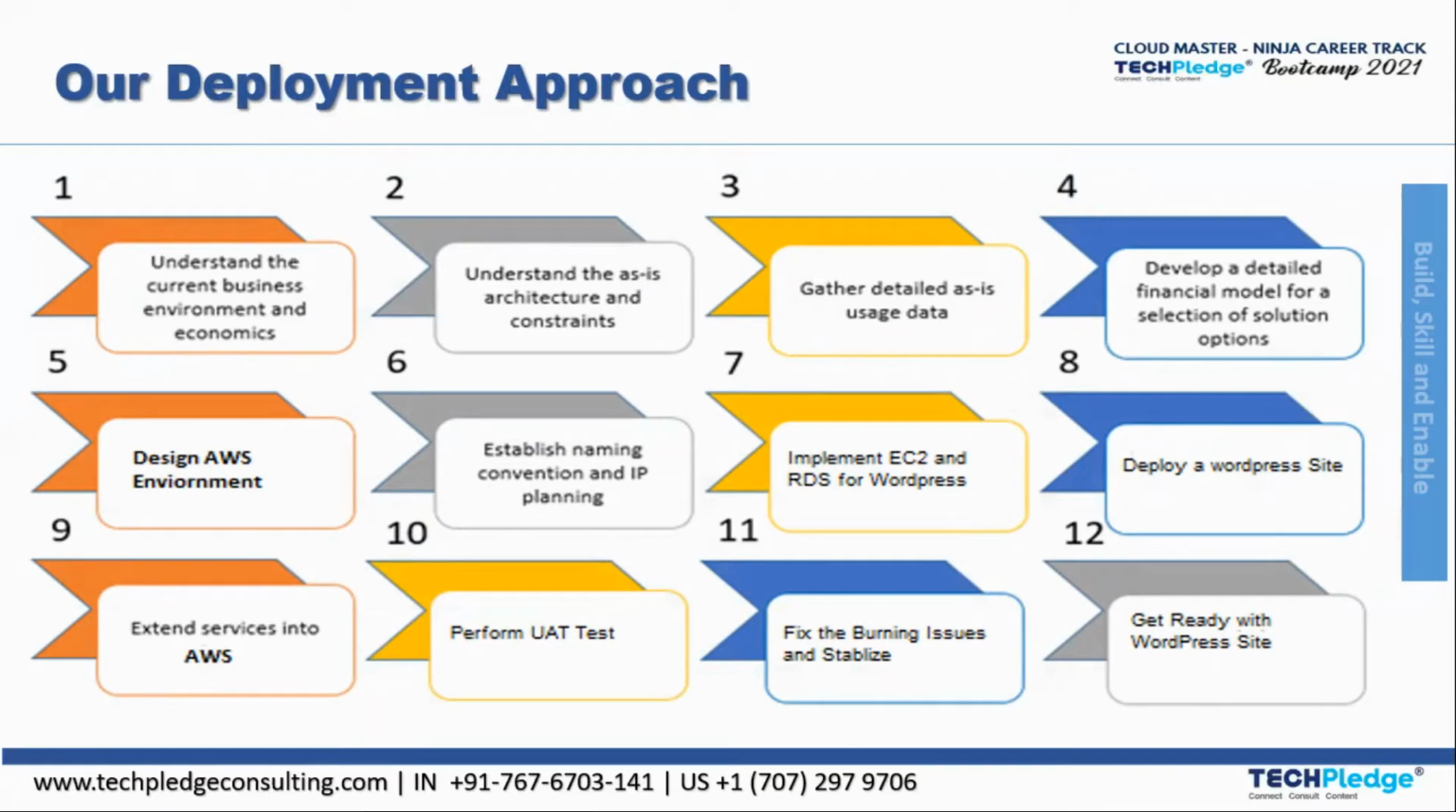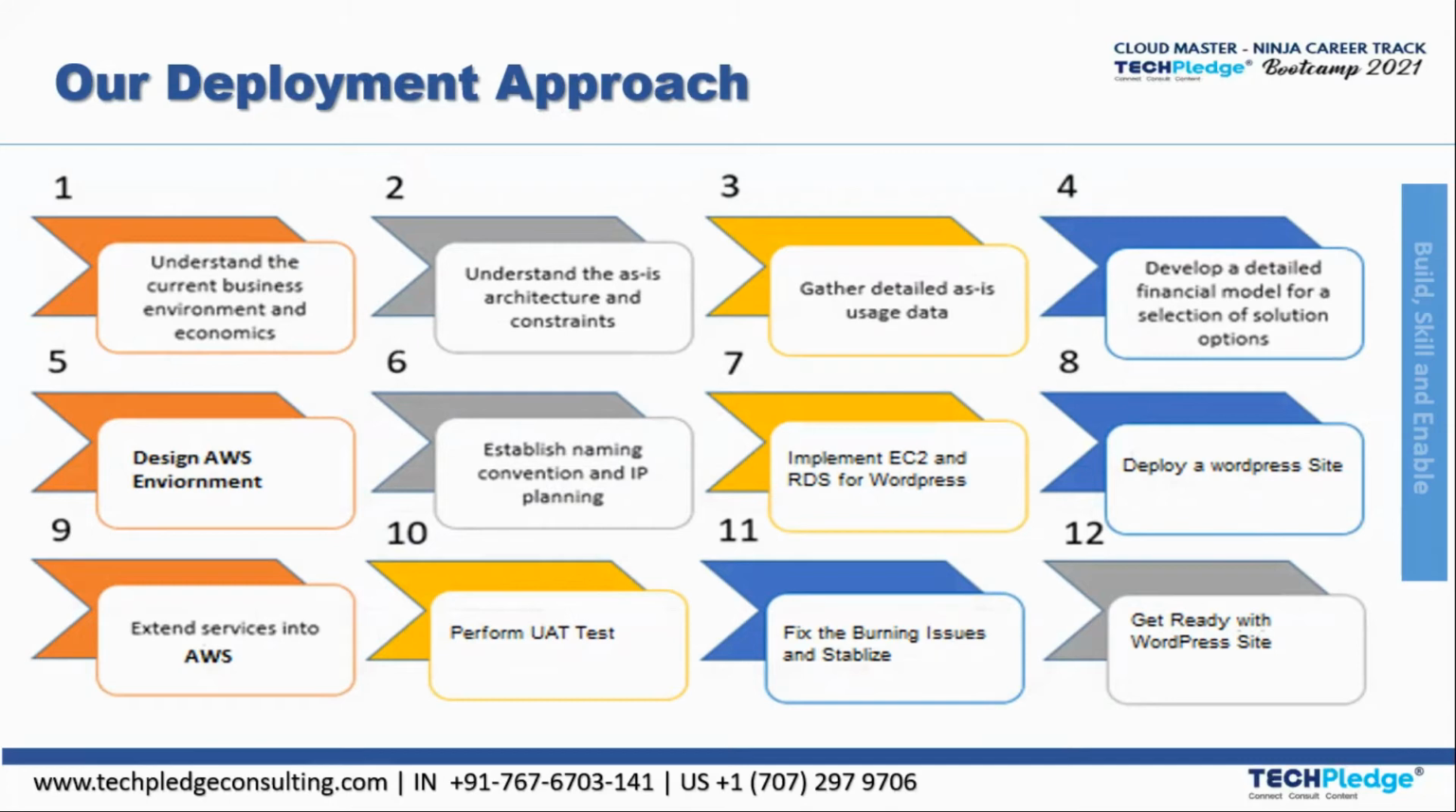The next step we go with is to implement EC2 and RDS for WordPress. So we need to execute the EC2 instance and RDS for WordPress, deploying a WordPress website on EC2 and RDS with the help of that. After doing all this, from understanding the current business to deploying a WordPress site, what comes into the picture is extending the services into AWS.